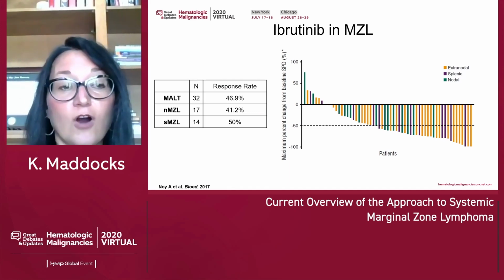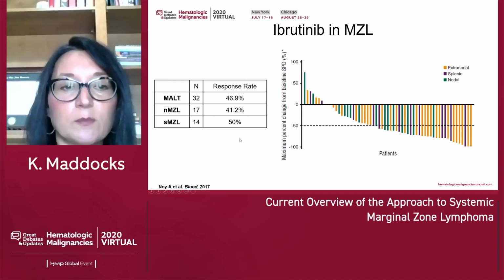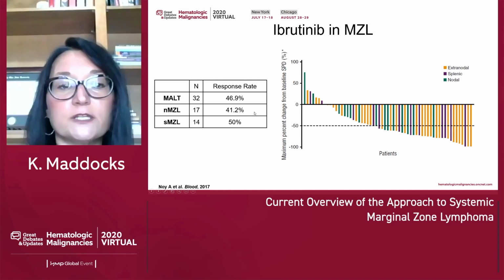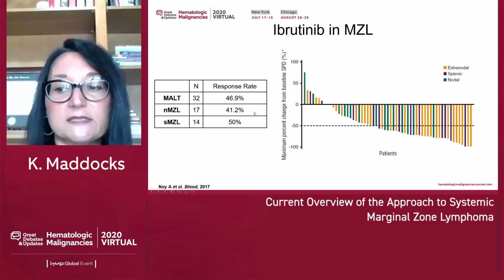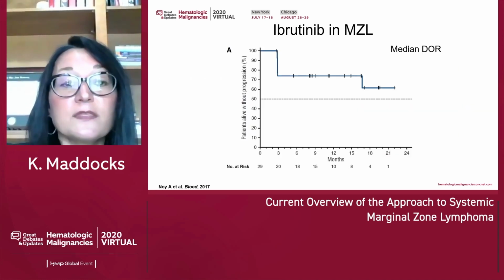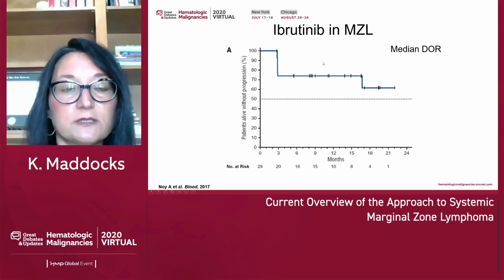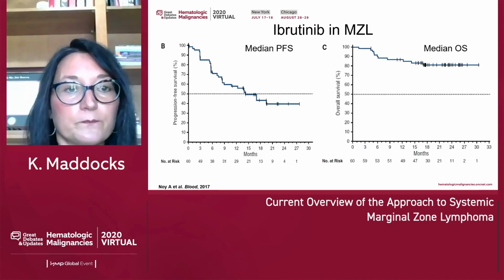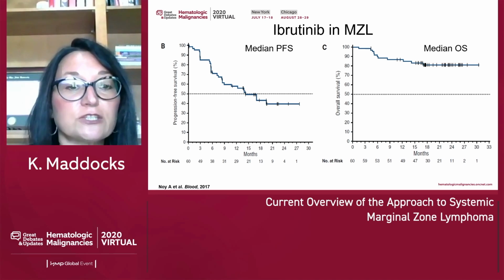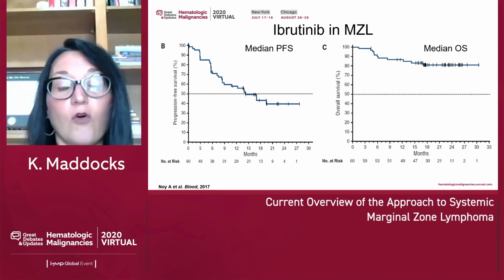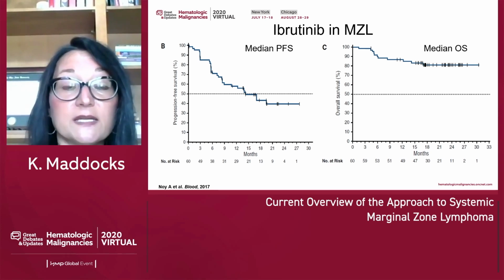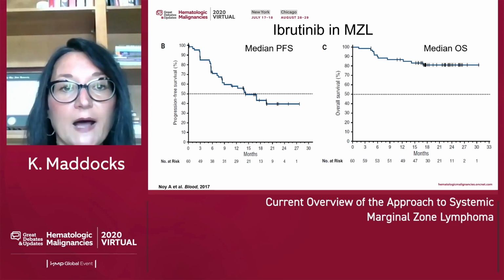Looking at the response rate across the different subtypes of marginal zone lymphoma, this was pretty similar: 47% in MALT, 41% in nodal marginal zone, and 50% in splenic marginal zone lymphoma. The median duration of response in those patients who responded to treatment was actually not reached, with a median progression-free survival of about 15 months and a median overall survival not reached. This again was the first approved oral therapy in marginal zone lymphoma.